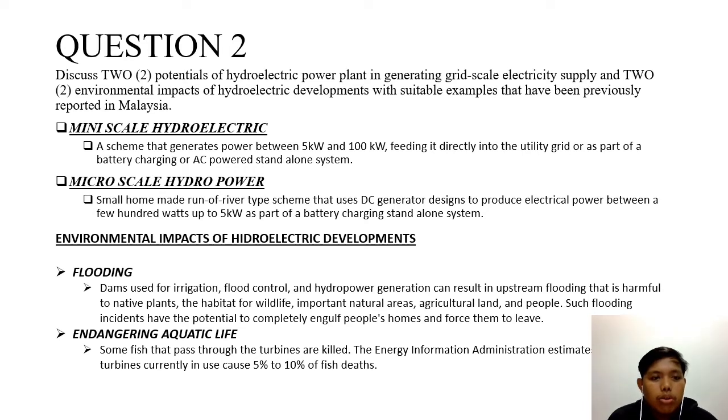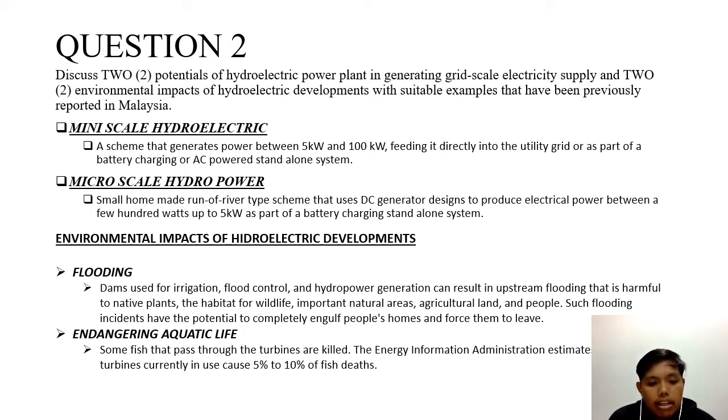For question 2, I'm going to discuss 2 potentials of hydroelectric power plants and 2 environmental impacts of hydroelectric development. For the 2 potentials, the first one is mini scale hydroelectric, which is a scheme that generates power between 5 kilowatts and 100 kilowatts. It is fed directly into the utility grid or used as part of a battery charging or AC powered stand-alone system. The second is micro-scale hydropower, which is a small home made run of river type scheme that uses a DC generator design to produce electrical power between a few hundred watts up to 5 kilowatts as part of a battery charging stand-alone system.